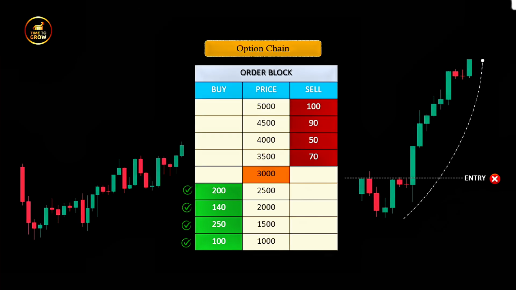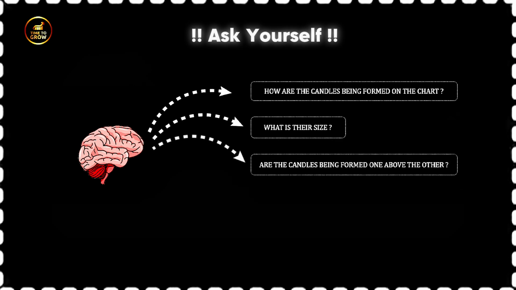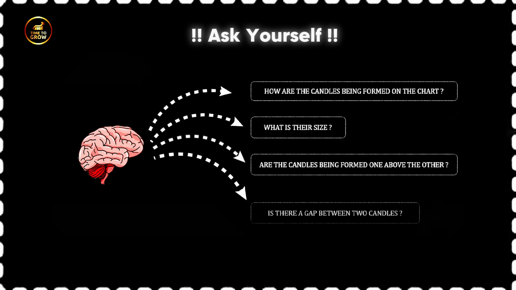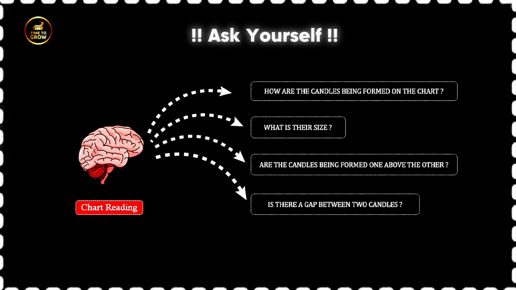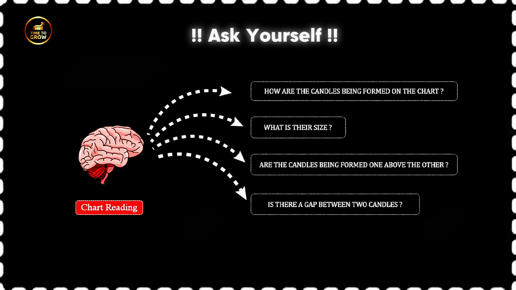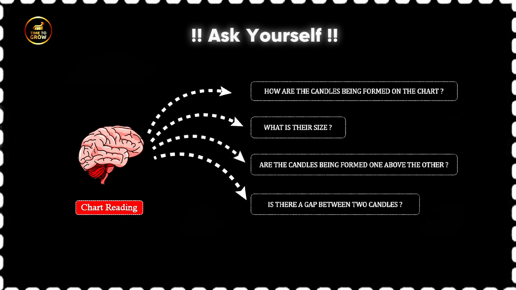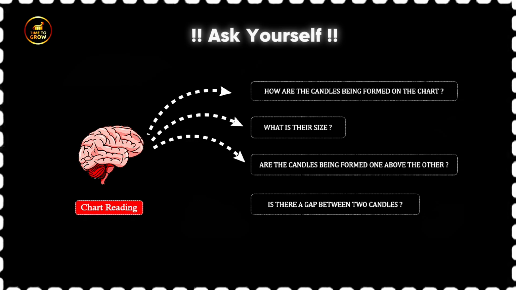As you read the chart, you should always ask yourself a few questions. How are the candles forming? What is their size? Are the candles stacking on top of each other? Or is there a visible gap between two candles? If you read the chart this way, chart reading becomes much easier, because candles are the only elements that reveal what buyers and sellers are doing in real time. By now, with these simple explanations, you should clearly understand what a price imbalance actually means.